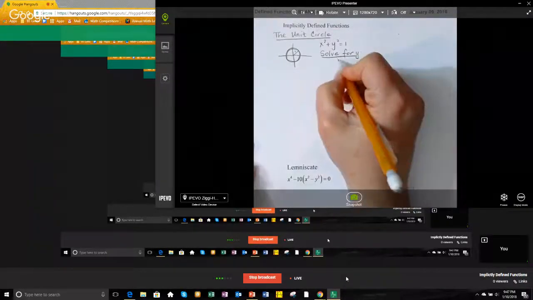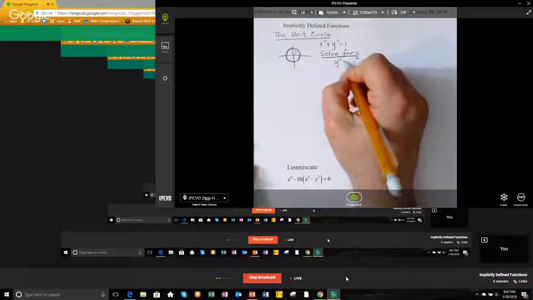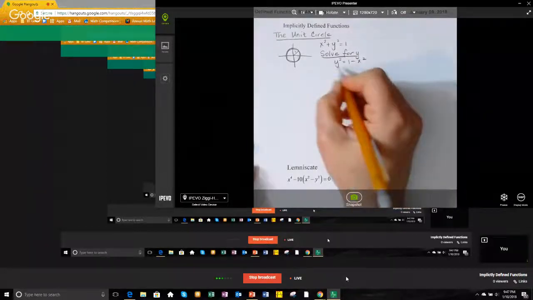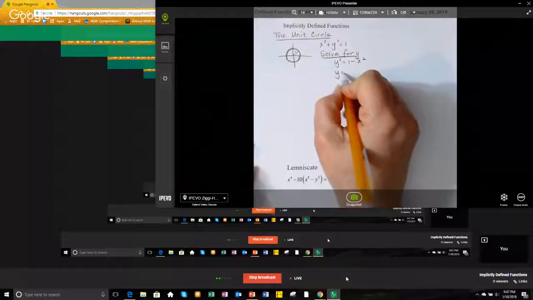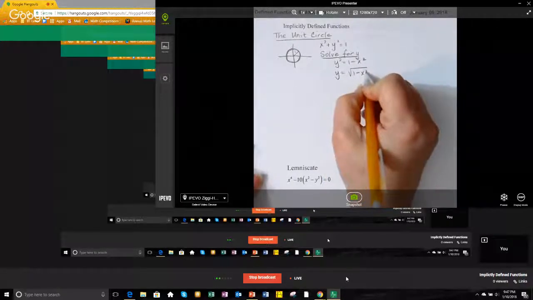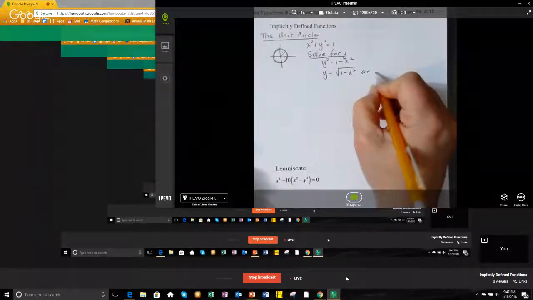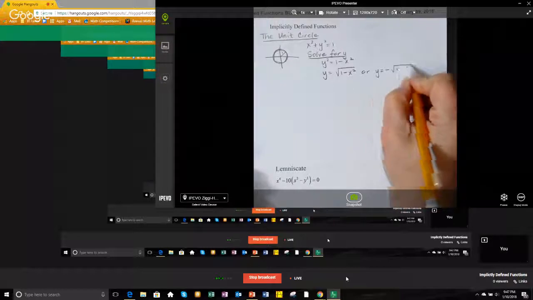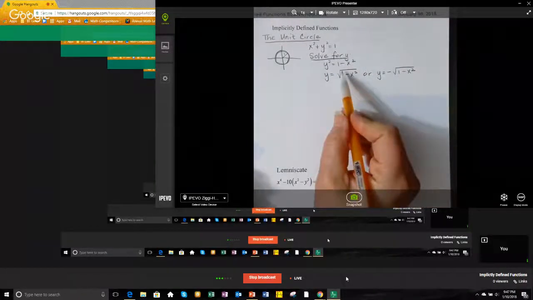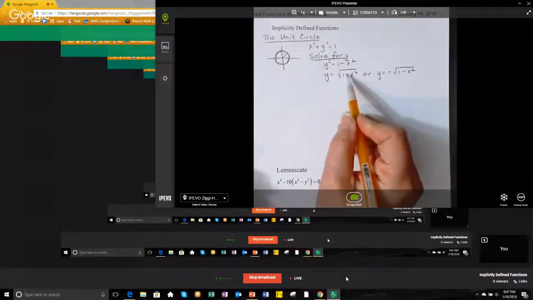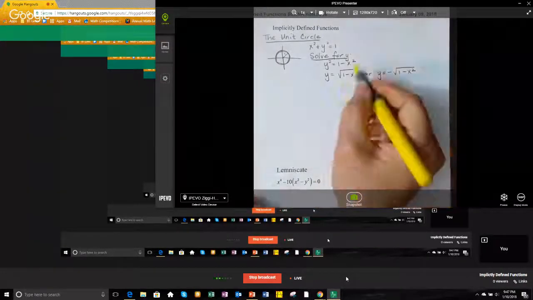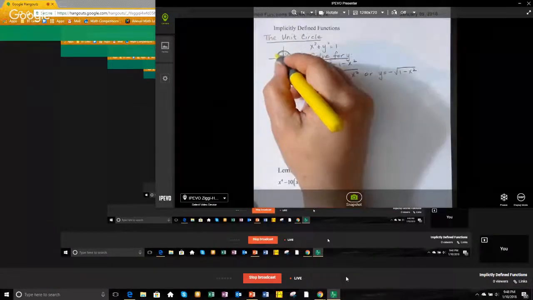All right, in order to do that, we would move the x squared over and we get y squared equals 1 minus x squared. And we have to take one more step and we would say y equals the square root of 1 minus x squared. But it also could equal y equals negative square root of 1 minus x squared, because we have to take into account the plus or the minus. Now, y equals the square root of 1 minus x squared is always positive, which means that this equation here represents the upper half of the unit circle.